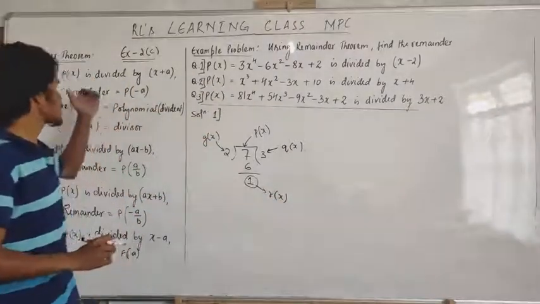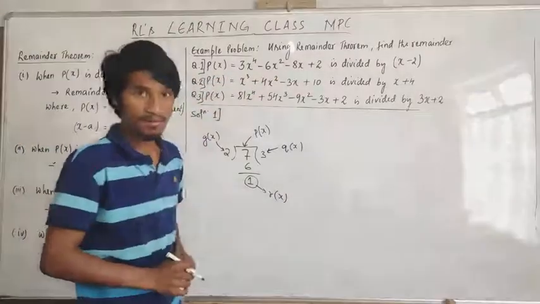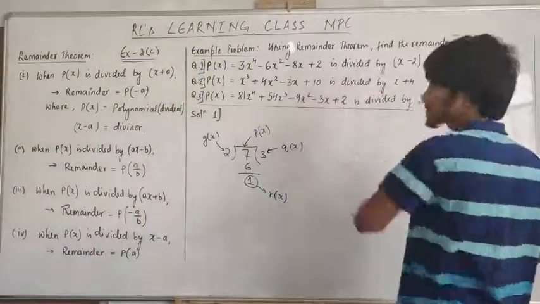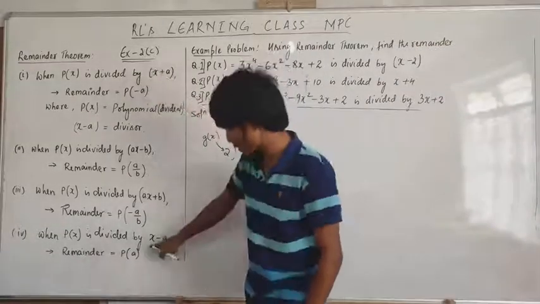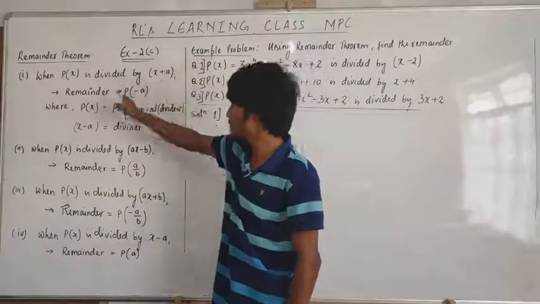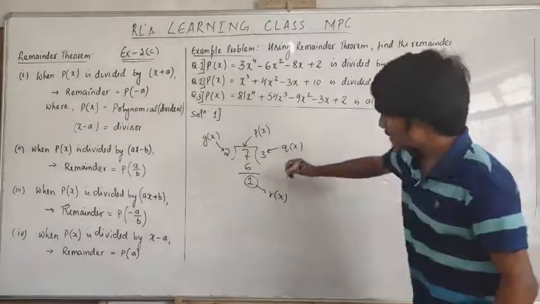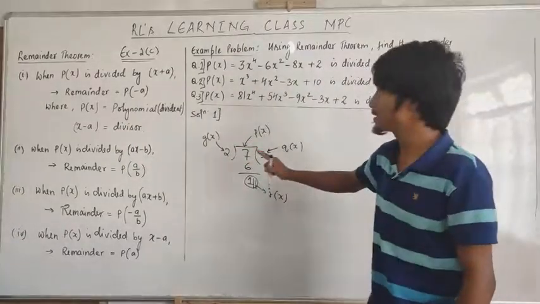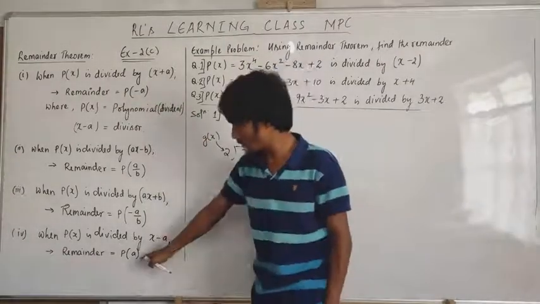But here in this polynomial, P of X will be the dividend, and it's divided by X minus 2. It looks like this is divided by X plus 2 or X minus A or X plus A. Now this will be the divisor, then this will be the dividend. When we divide it, then we get some remainder. And that remainder is given by P of minus A, and here P of A.